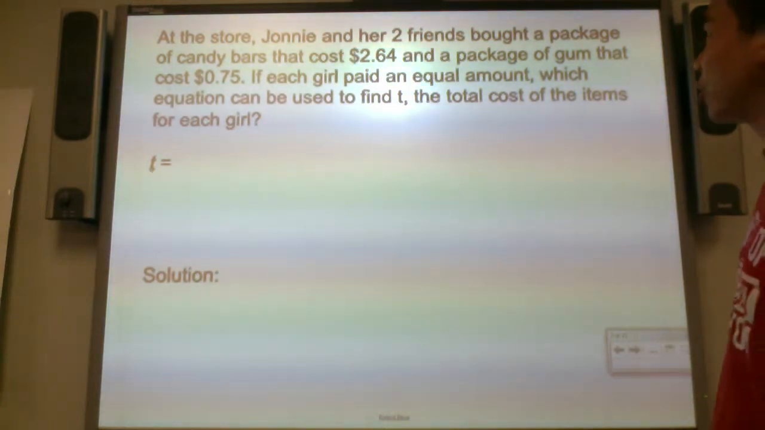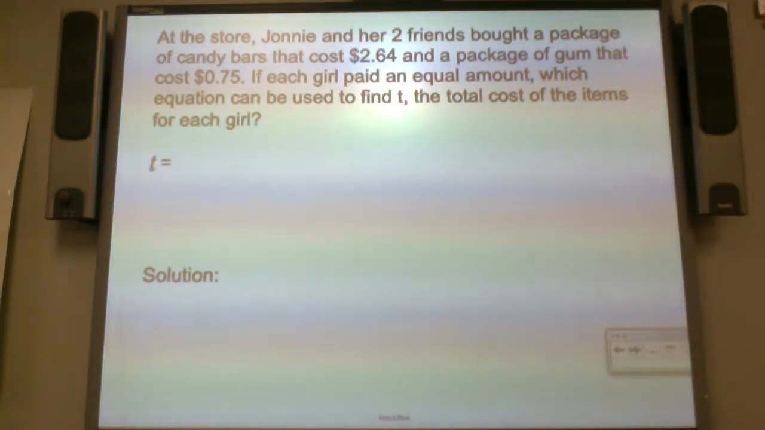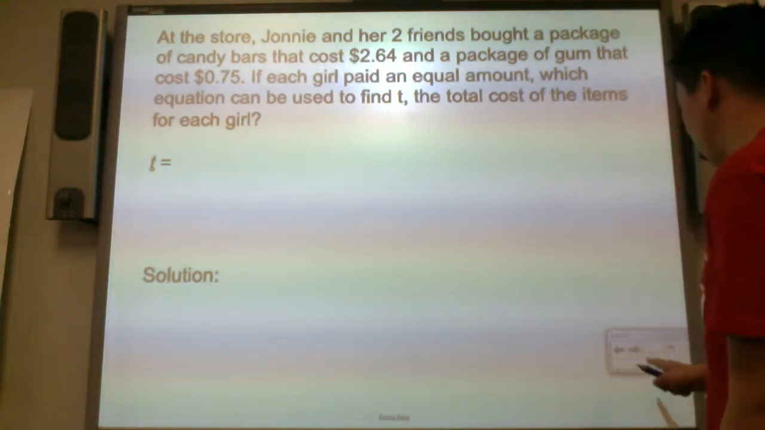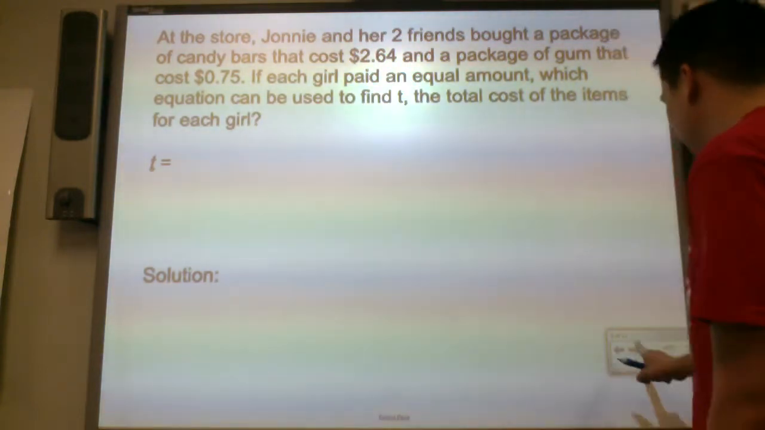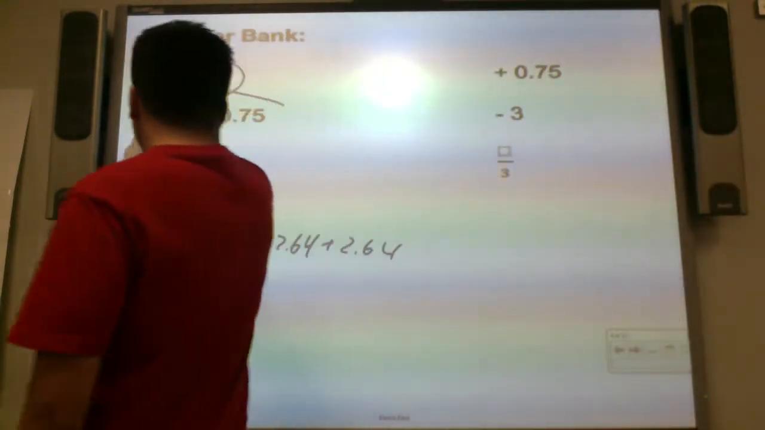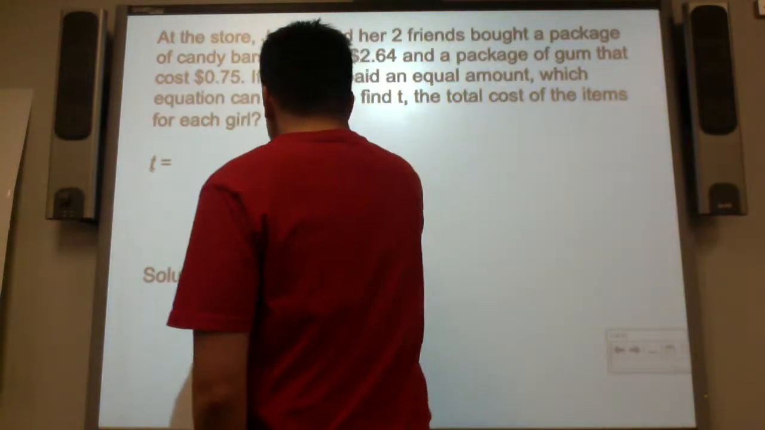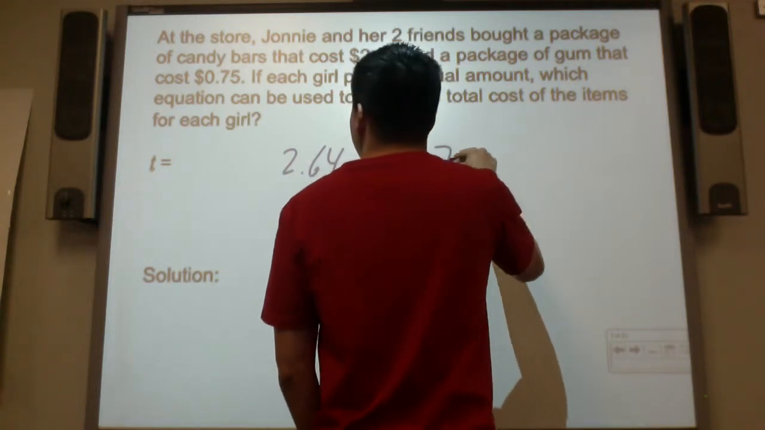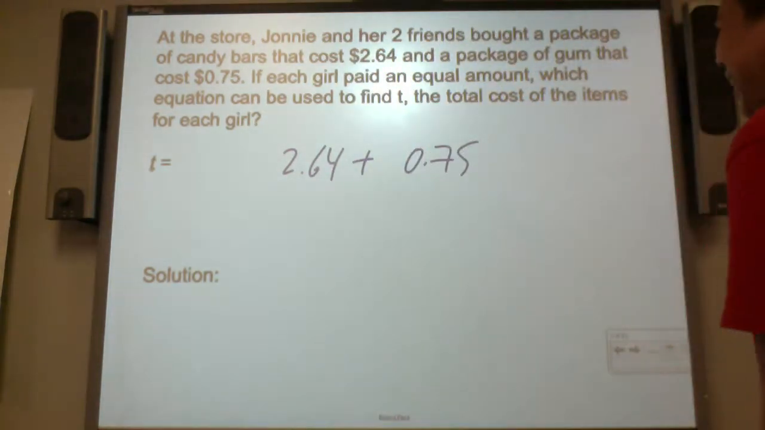At the store, Johnny and her 2 friends bought a package of candy bars that cost $2.64 and a package of gum that cost 75 cents. If each girl paid an equal amount, which equation could be used to find T, the total cost of the items for each girl? So let's see. They bought a package of candy bars that cost $2.64 and a package of gum that cost 75 cents. They spent $2.64 on the candy bar and 75 cents on the gum. Each girl paid an equal amount.